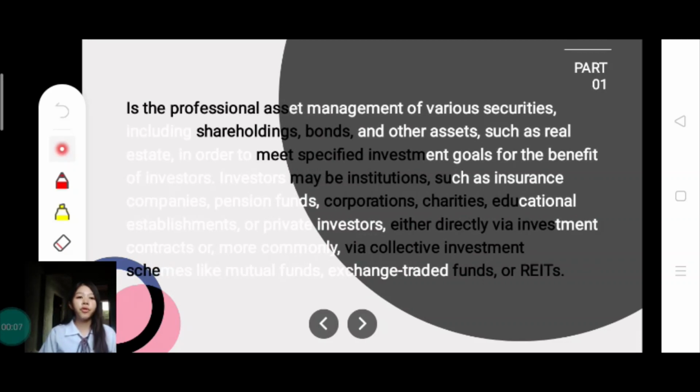investment management is also the professional asset management of various securities, including shareholdings, bonds, and other assets such as real estate, in order to meet specified investment goals for the benefit of investors. Investors may be institutions such as insurance companies, pension funds, corporations, charities, educational establishments, or private investors, either directly by investments, contracts, or more commonly via collective investment schemes like mutual funds or exchange-traded funds or REITs.